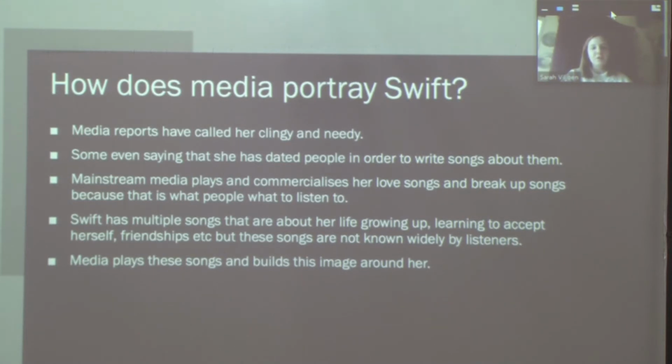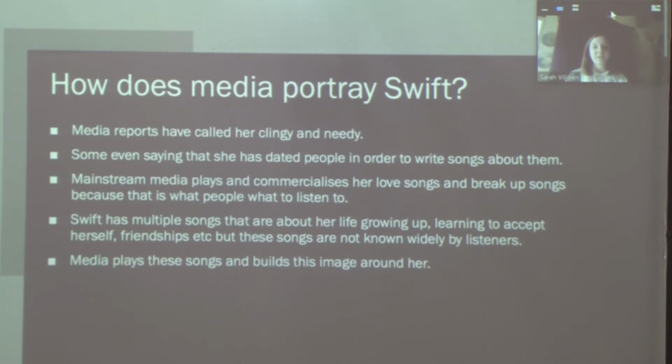And secondly, mainstream media plays and commercializes her love songs and her breakup songs because that is what an audience wants to listen to. That's what humans and the people listening to her music can relate to. And therefore, this is the image that has been built around her, the image of her as her relationships.